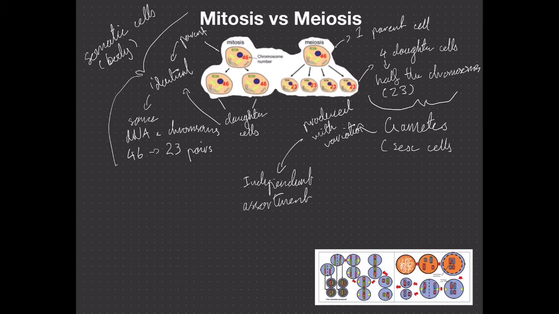Secondly, portions from each homologous pair swap. We call this crossing over, creating different combinations of alleles in once identical copies. So we get crossing over.